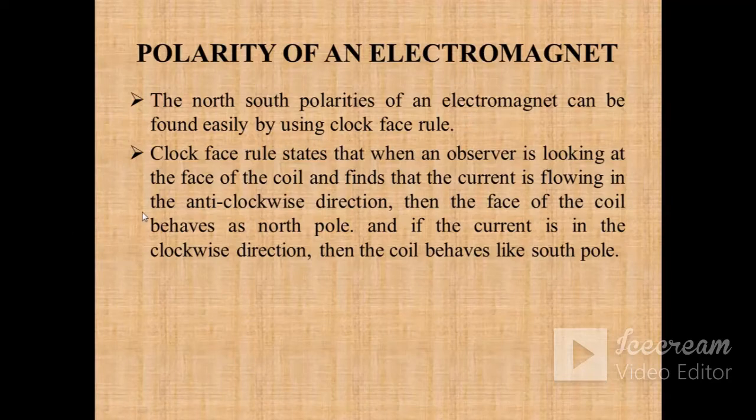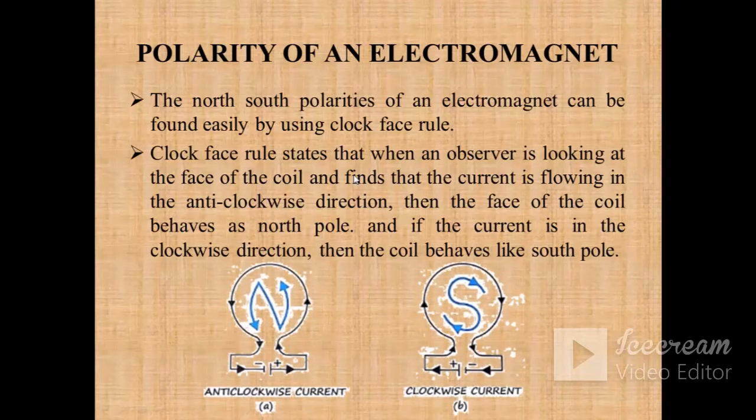Now what does the clock face rule state? It states that when an observer is looking at the face of the coil and finds the current is flowing in the anti-clockwise direction, then the face of the coil behaves as a north pole, and if the current is in clockwise direction, the coil behaves like a south pole. So this is known as the clock face rule. So when an observer looking at the face of the coil finds the current in the anti-clockwise direction, then that becomes the north pole and the other end becomes the south pole.